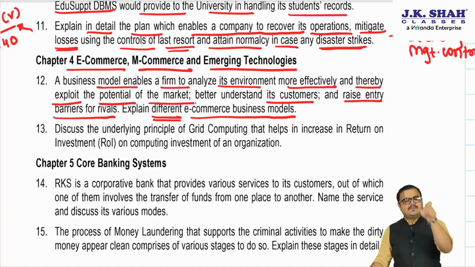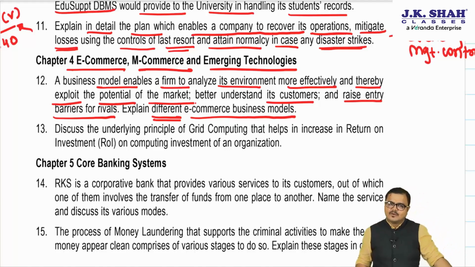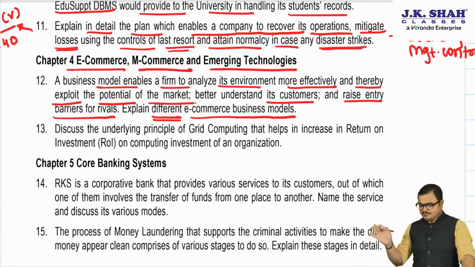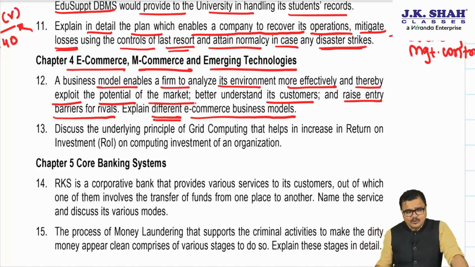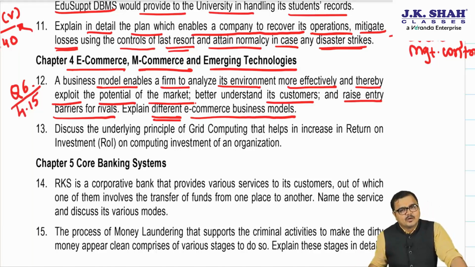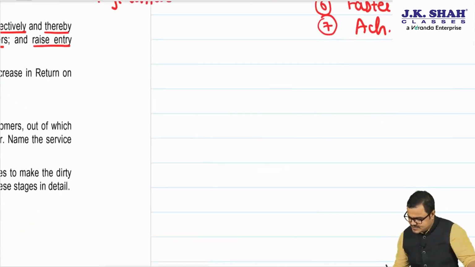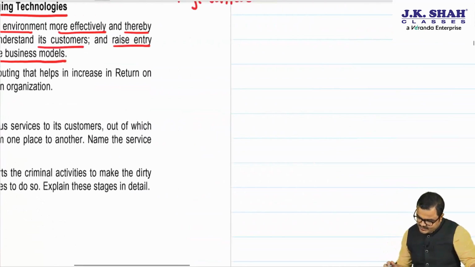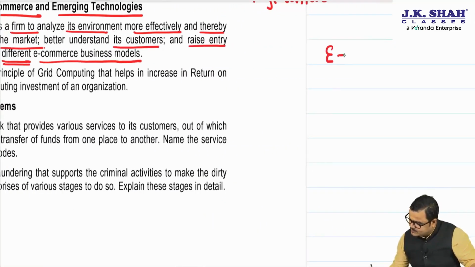First, the business type, then the explanation, then what types of market this business covers, and the last one, an example. This is given in our JKSC book with question number 6. And if you ask me about ICAI, yes, it's given on page number 4.15. Let us discuss. When I'm discussing e-commerce, m-commerce, chartered, tell me what are the different e-commerce models we have.